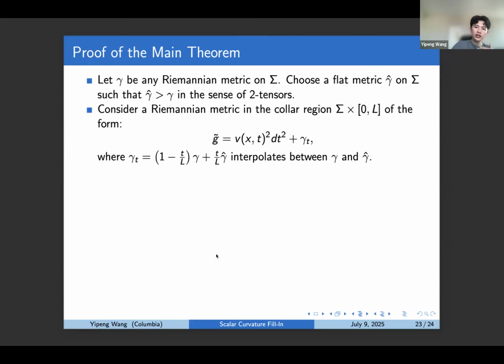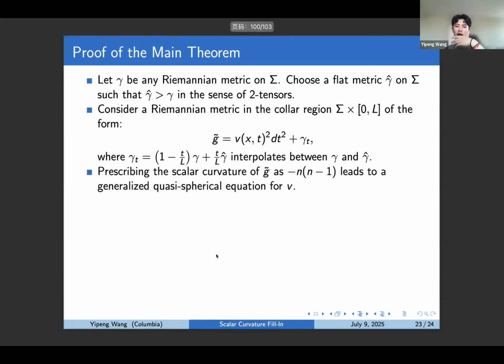And then what you do is you also consider something that interpolates between the two metrics. So you also have this sort of collar region that's defined on the sigma cross an interval, of this form. So this gamma t is just a linear interpolation between gamma and gamma hat, and then I have some function v here to be determined later, which I would determine exactly as I did before by solving this quasi-spherical equation.